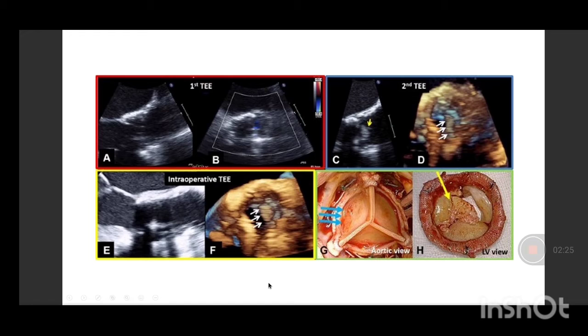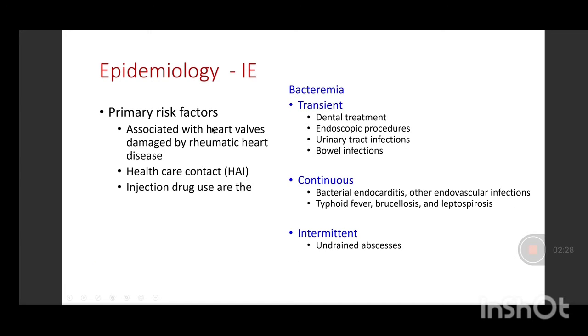So primary risk factors for infective endocarditis are associated with heart valve damage by rheumatic heart disease. This was the conventional way in which it used to happen. Then there is healthcare contact. Healthcare contact here means healthcare associated infections. So the patient is admitted for something and then develops bacteremia in the hospital, which can lead to infective endocarditis, because healthcare associated infections, as we know, are caused by multi-drug resistant bugs, so they are not easy to treat.